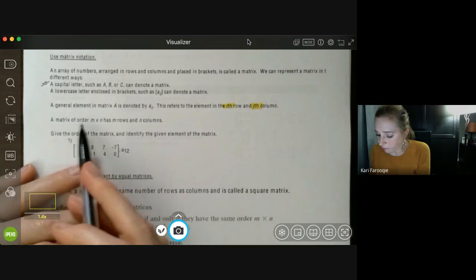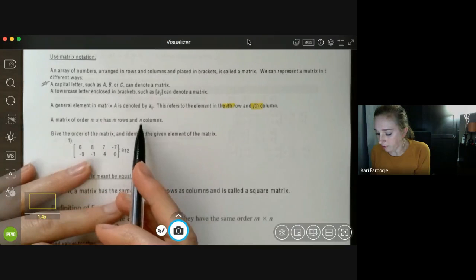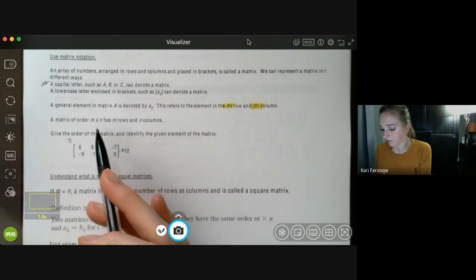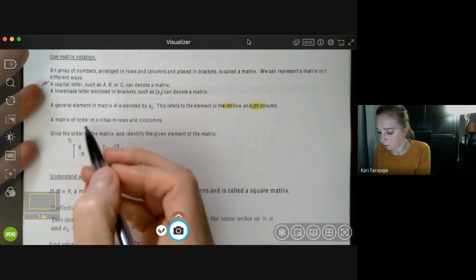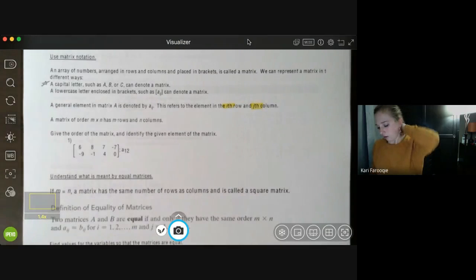A matrix of order m by n has m rows and n columns. Now, remember that I talked about this by using my mnemonic RC, rows times columns. So m would be the number of rows and n would be the number of columns. So what we're going to talk about is, first of all, a little definition stuff having to do with matrices. Give the order of the matrix and identify the given element of the matrix.